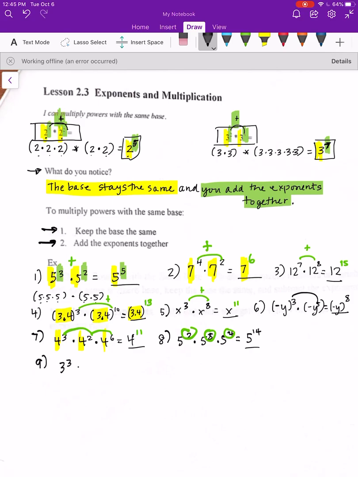3 to the 3rd times 3 times 3 to the 5th. Okay, I got the base. They're all 3s, so I've got that. What about this exponent here? There's nothing here. Do you know what I can put in there if there's nothing there?